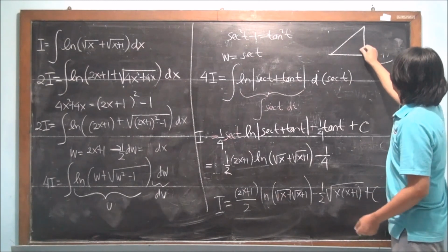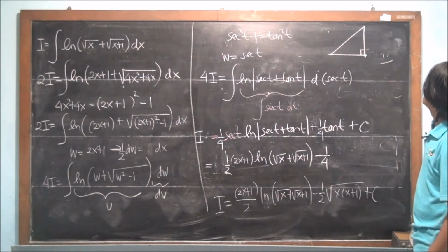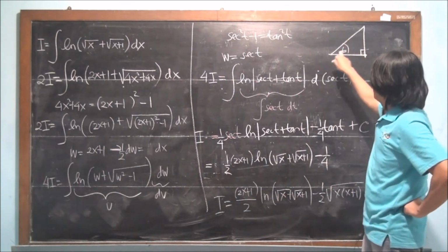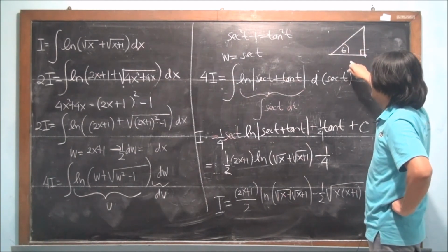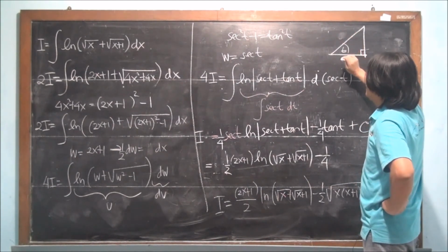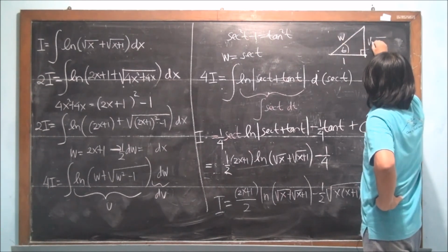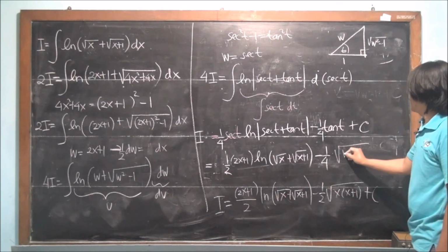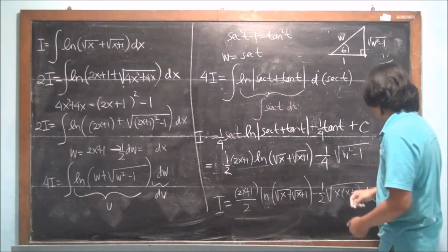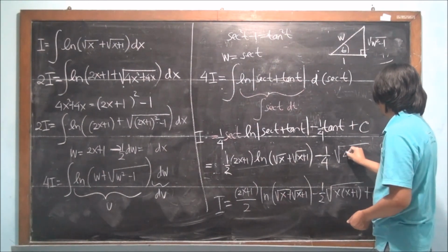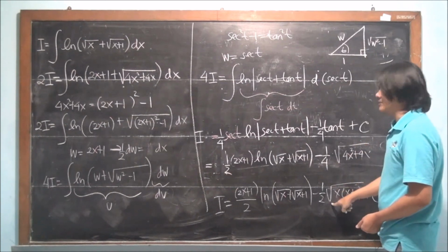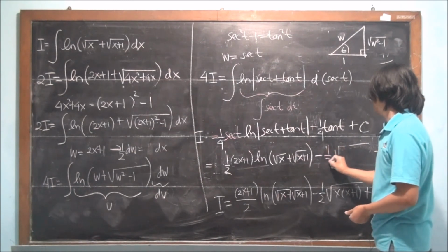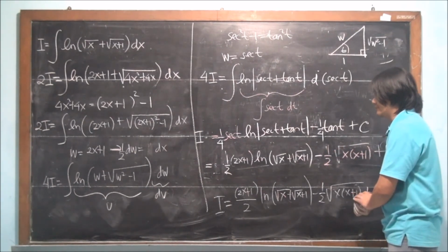So let's use some right triangle. We have that w is secant t. So pretend that this is secant, and this is t. Secant is this over that, so this would be w over 1, and here we have the square root of w squared minus 1. So tangent t is exactly this over that, the square root of w squared minus 1. But w squared minus 1 is 4x squared plus 4x, and this is the same as this one. Right, so we are done.